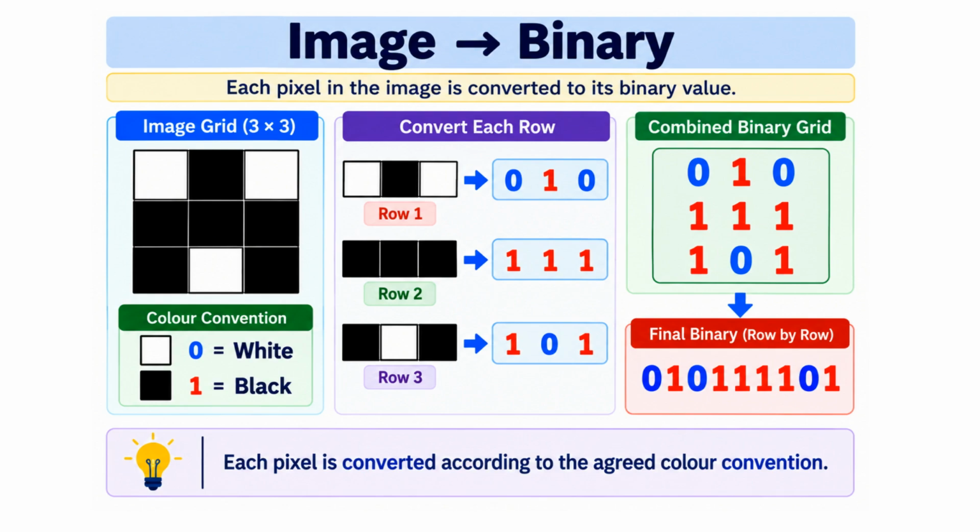Next, we combine these rows in order. This gives us the final binary sequence. 0, 1, 0, 1, 1, 1, 1, 0, 1. So, remember, each pixel is converted into a binary value according to the agreed color convention.